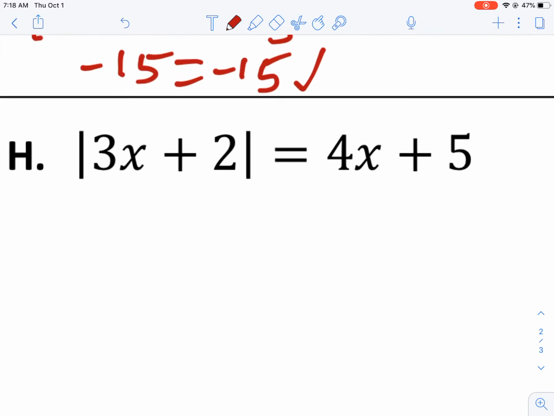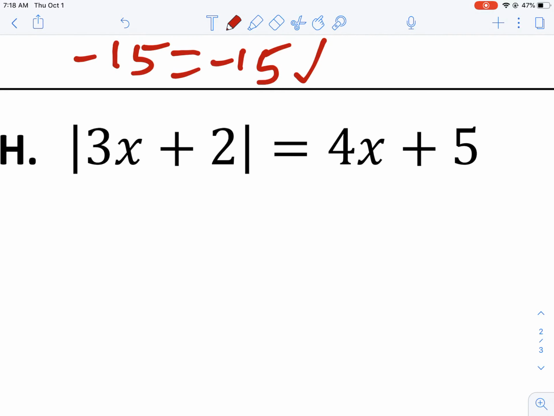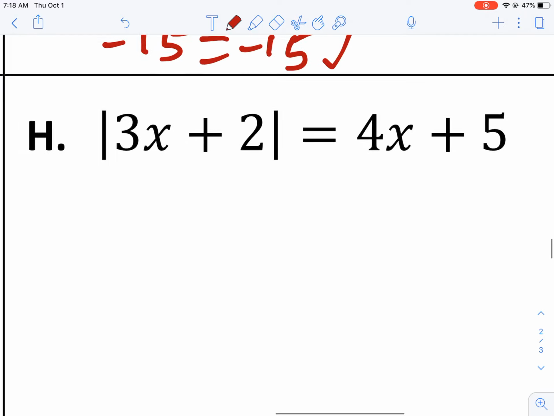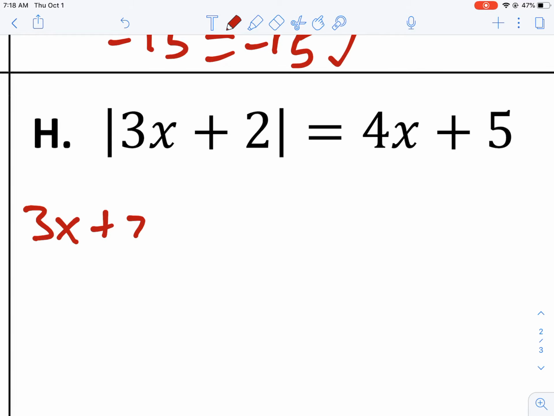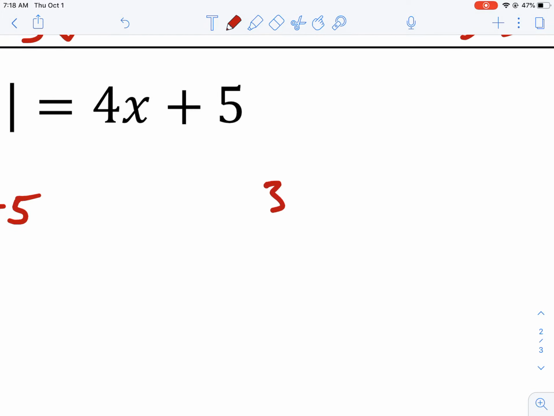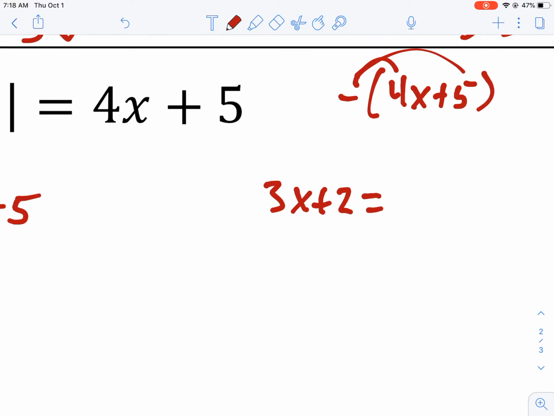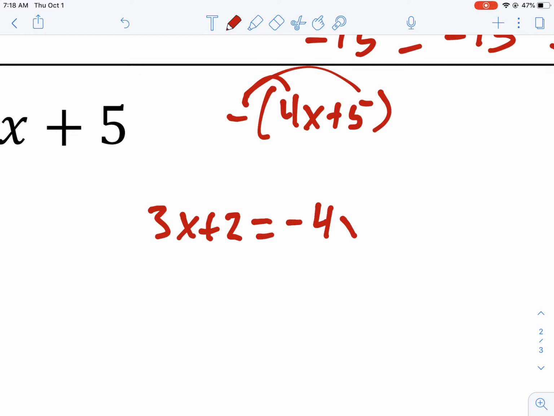Now let's look at this example. This example is a little bit tricky. The absolute value sign again is by itself, but we've got a full expression over there. So what are we going to do with this? We still need to split it up into two equations. The positive case equals 4x plus 5. When it equals the negative case, it has to equal the negative of 4x plus 5, so you have to distribute that negative sign. That's going to become negative 4x minus 5. Don't forget about that part right there.